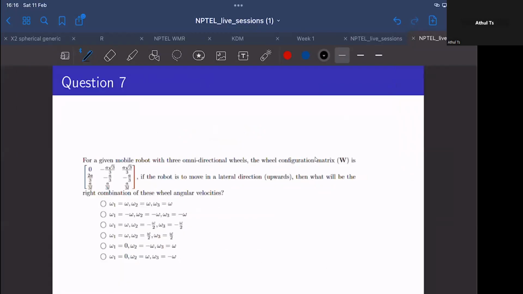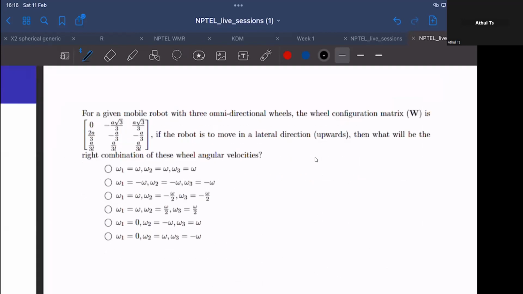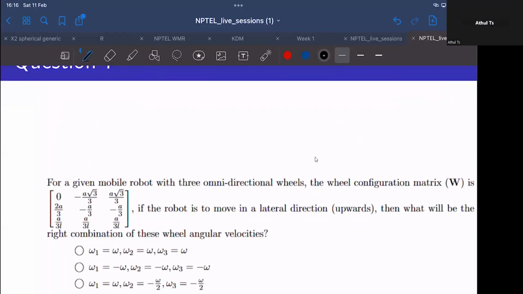So now we'll move on to option 7. Again, it is a question regarding a wheel configuration matrix, but for a different configuration, called omnidirectional wheels. So what is this omnidirectional configuration? Briefly recreating the convention that we are using in our course, we have three sets of wheels aligned 120 degrees apart.